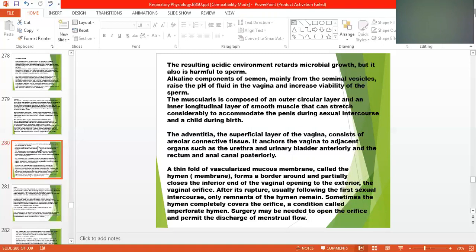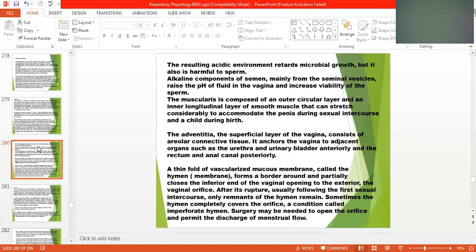So it's more flexible muscles. The adventitia, the superficial layer of the vagina, consists of areolar connective tissue. It anchors the vagina to adjacent organs such as the urethra and urinary bladder anteriorly and the rectum and anal canal posteriorly. A thin fold of vascularized mucosal membrane called the hymen forms a border around and partially closes the inferior end of the vagina, the opening to the exterior, the vaginal orifice.